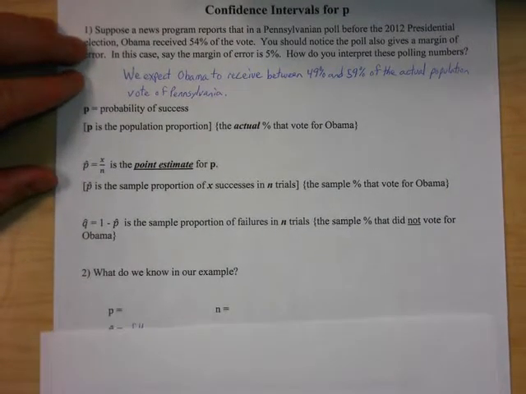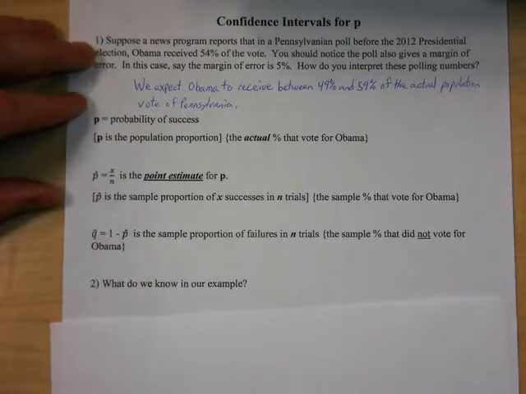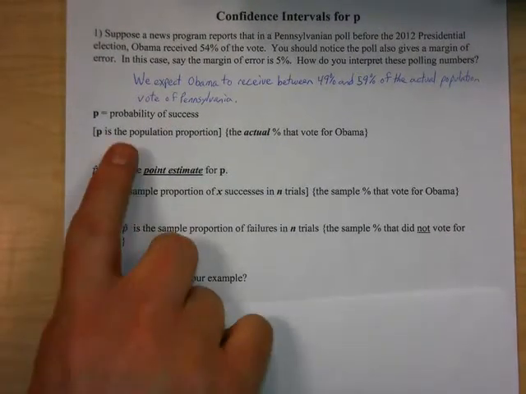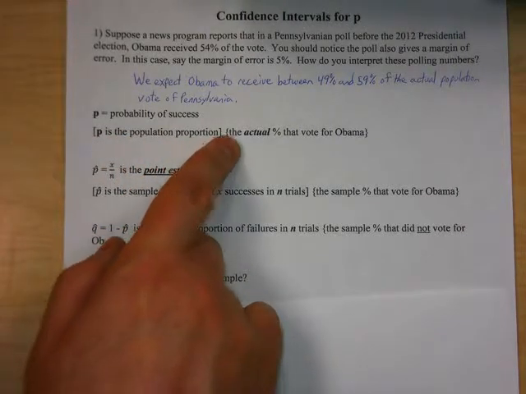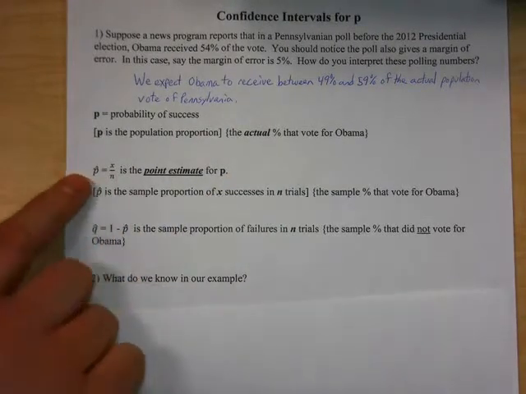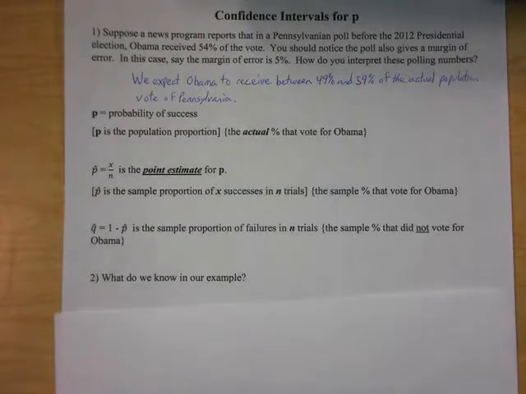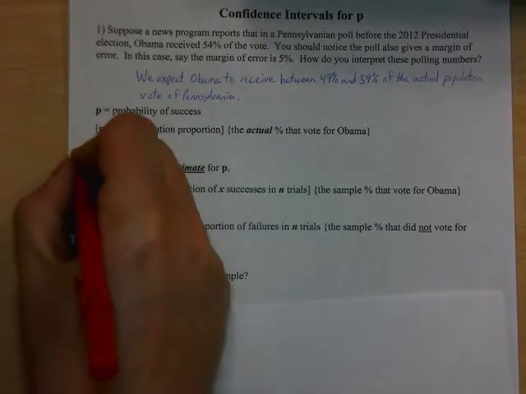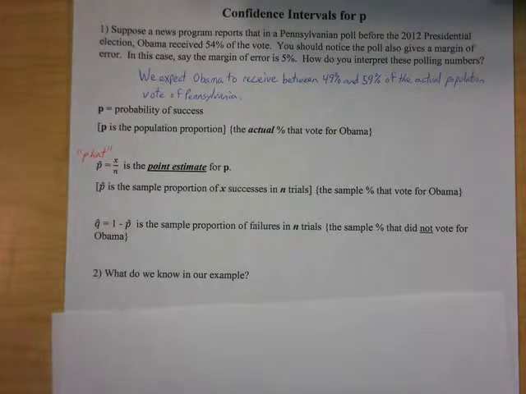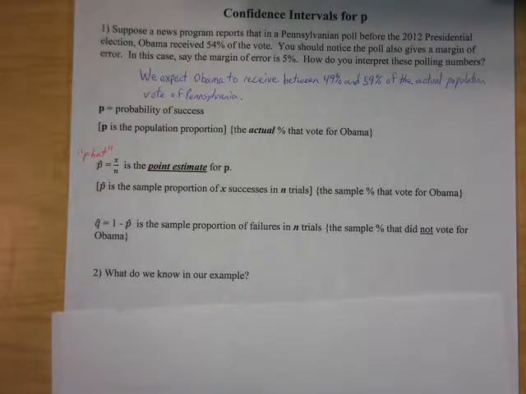All right, as we move along here, just a lot of reading. Just like with the binomial, P is the probability of success, and P is the population proportion. So that's the actual percent that voted for Obama. That number we do not know until the actual election happens. P with that little mark over it, we pronounce as P hat. Not fat, P hat. That's X over N, which we call the point estimate for P. That is our estimate of where we expect the population percentage to be.